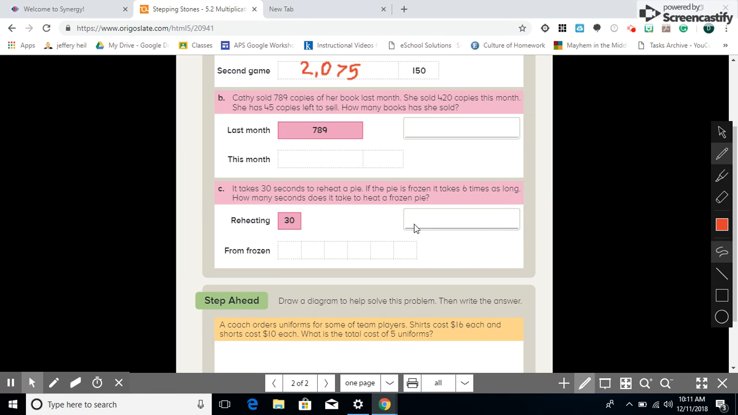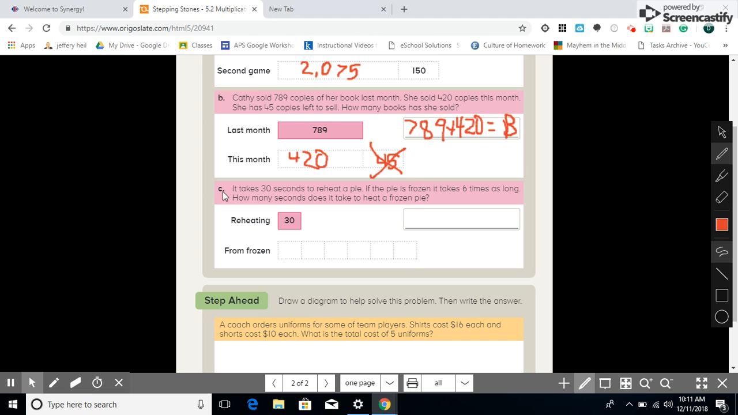so this one is worded a little weird. It says she sold 789 copies of her book last month. She sold 420 copies this month. So I'm going to write 420 down here, even though it makes it look like these should be the same size. She has 45 copies left to sell. So I'm going to put that over here. But for me, I'm going to cross this out because she hasn't sold them yet. So we want to know how many she has sold. So I'm going to add 789 plus 420 equals B for books.